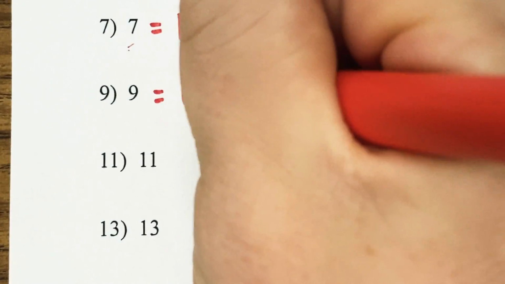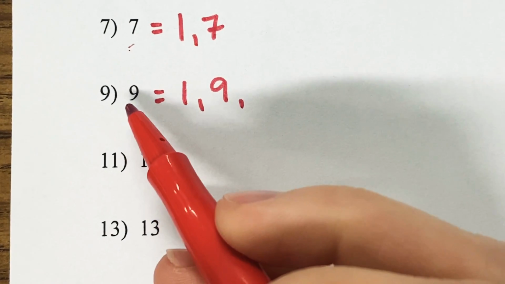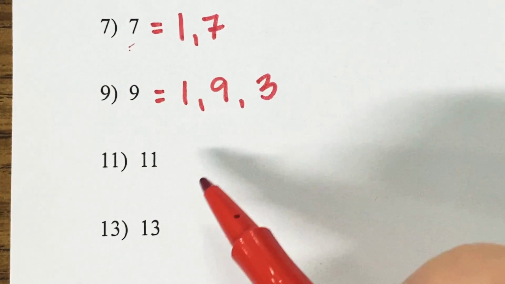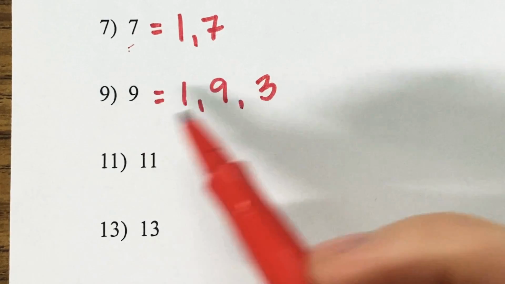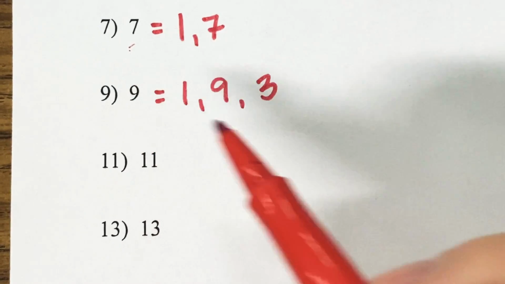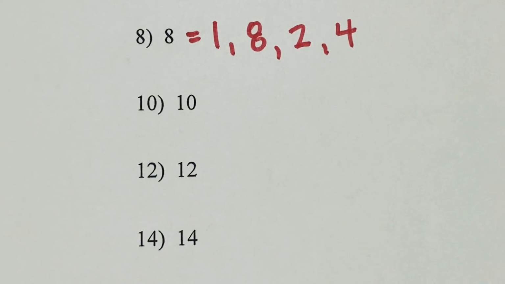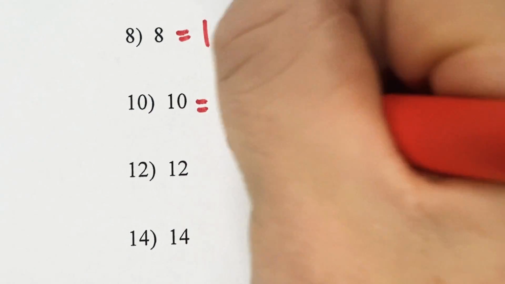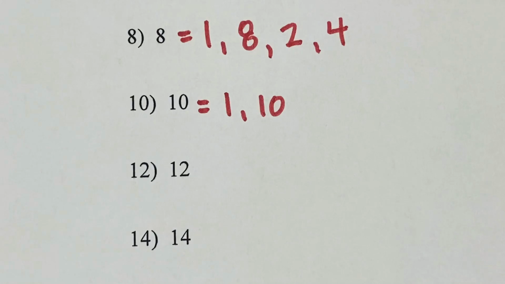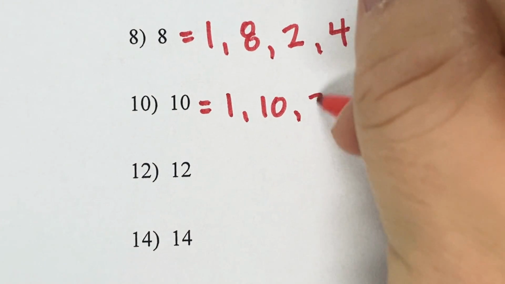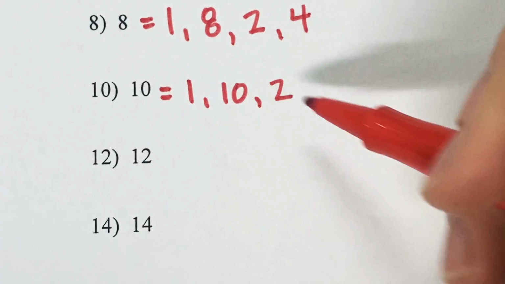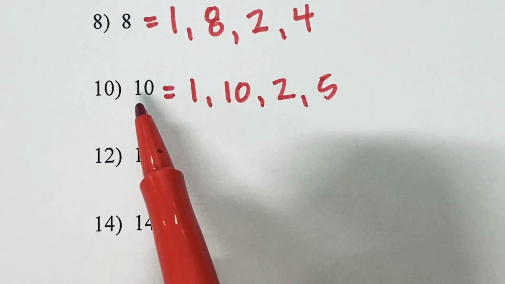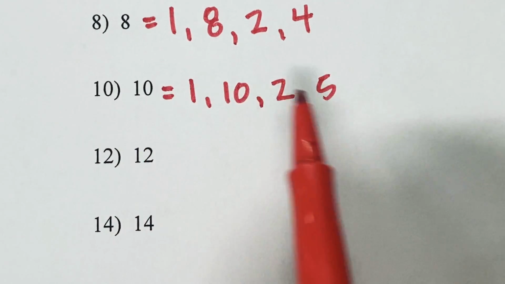Okay, we already know 1 and 9. 2, no. 3, yes. 3 times what gives me 9? 3. Okay, 3 we already got. 4, no. 5, no. 6, no. 7, no. 8, no. 9, no. Okay, we got them all. Okay, let's do 10. Okay, we know 1 and 10 will give us 10. Okay, we know it's an even number. We can divide it by 2. So 2 times what gives me 10? 5. Okay, 3, no. 4, no. 5, yes. We already got it. So now we're done.